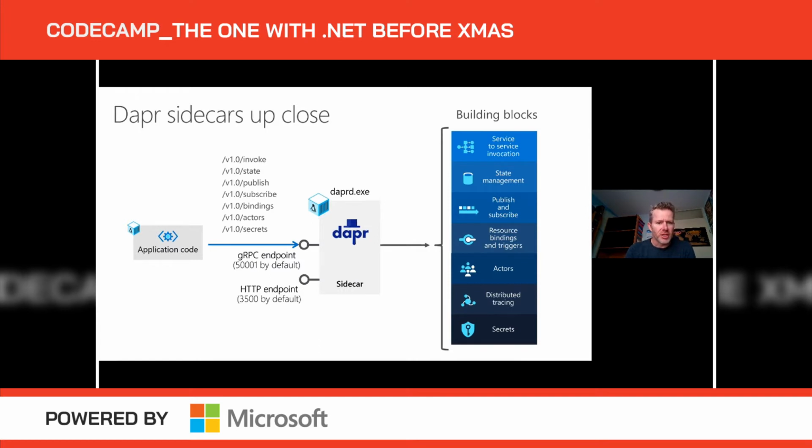The endpoints that are available are two different kinds. There's gRPC that you can use, and you can also leverage the HTTP endpoint, whichever one you prefer. The HTTP one is obviously a little bit easier to access. And the sidecar process is daprd.exe, which will be started once a sidecar is starting to run.